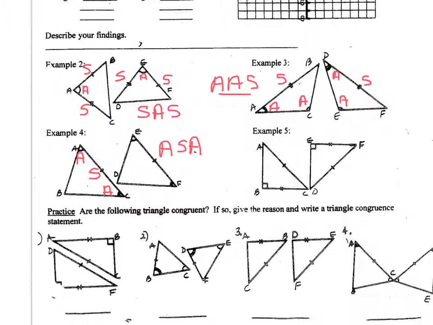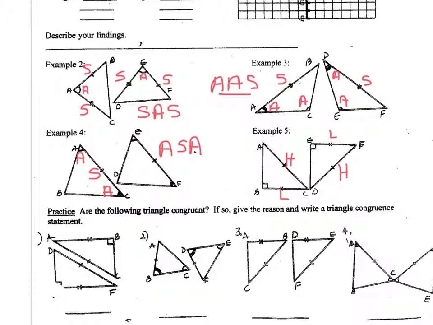Hypotenuse leg. Right, hypotenuse leg is the way that she was using it on the Kahoot, so when we play that tomorrow, keep that in mind. But the name of it is just hypotenuse leg.